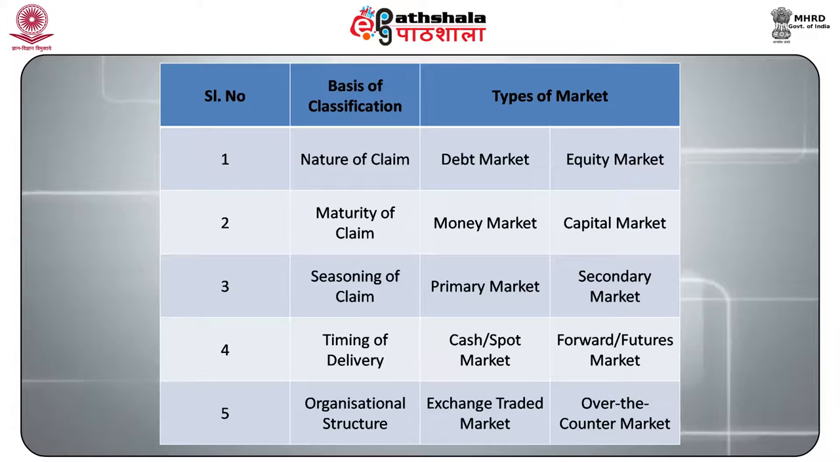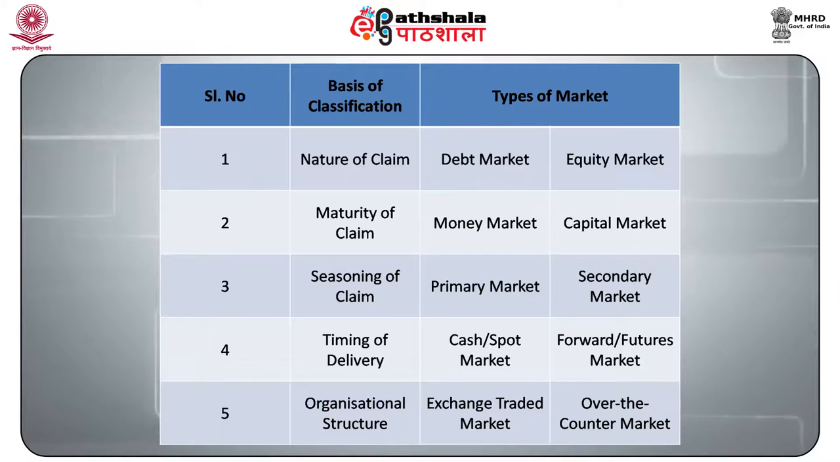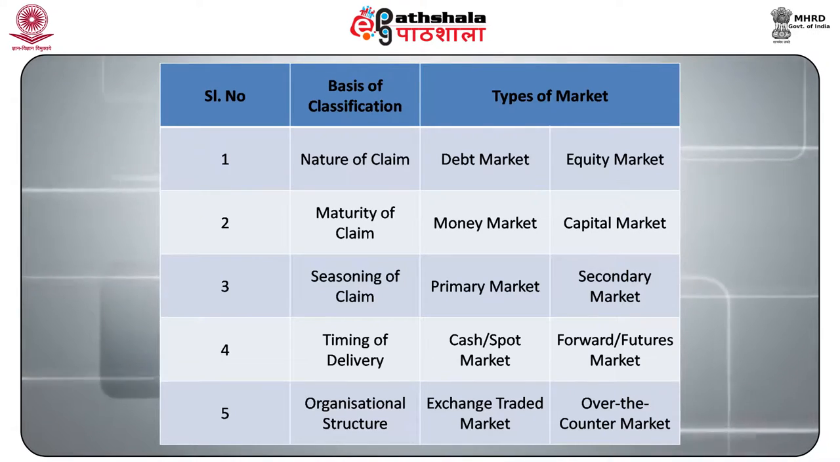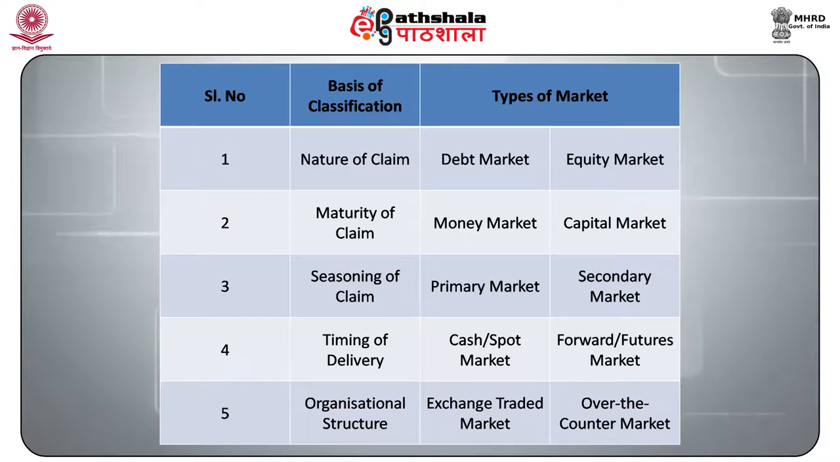The participants on the demand and supply side of these markets are financial institutions, agents, brokers, dealers, borrowers, lenders, savers, and others who are interlinked by laws, contracts, and communication networks. Financial markets can be classified on the following basis: debt market, money market, primary market, cash or spot market, exchange traded market, equity market, capital market, secondary market, forward and futures market, and over-the-counter market. As shown in the table, the market for short-term financial claims is referred to as the money market, and the market for long-term financial claims is called the capital market.